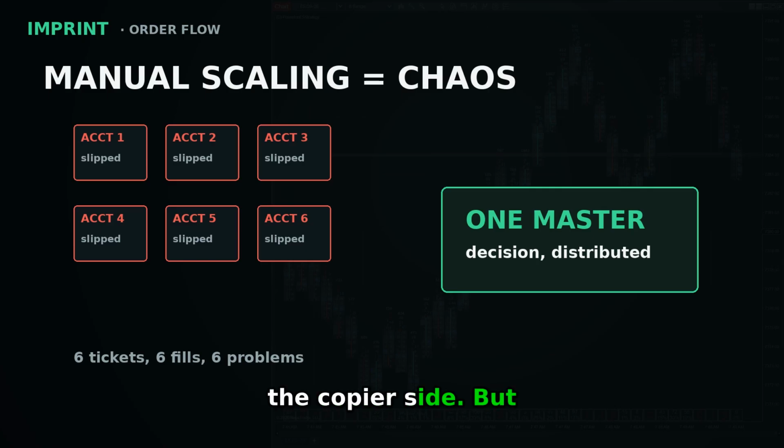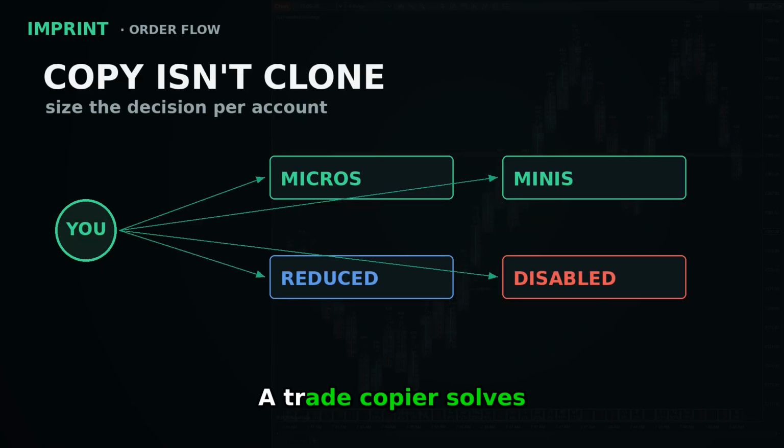That's the copier side. But copying a trade cleanly doesn't make it safe. It just means the trade is copied perfectly, and that includes your mistakes. A trade copier solves the execution problem. You place one trade on a master account, and it mirrors across your connected accounts. That's one of the 2 things Centurion does for NinjaTrader 8. You trade the master, Centurion distributes the trade.